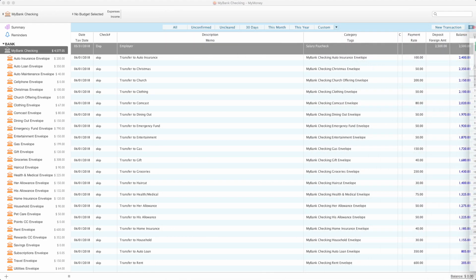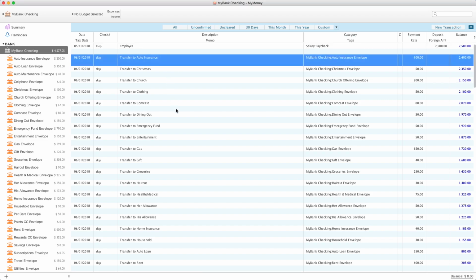All right, so now we go back into Moneydance, and these transactions that you see are representative of those budgeted amounts, that's the plan. So now I'm executing the plan, and I am transferring money into those different envelopes. See, Christmas envelope, church offering envelope, clothing envelope.